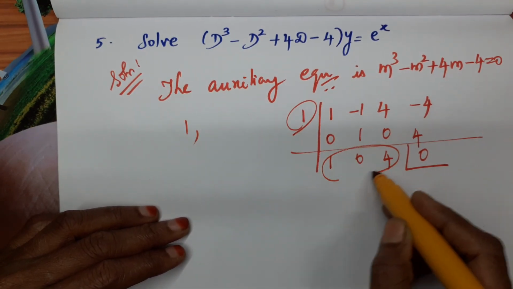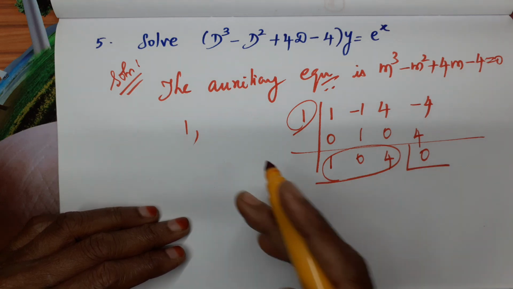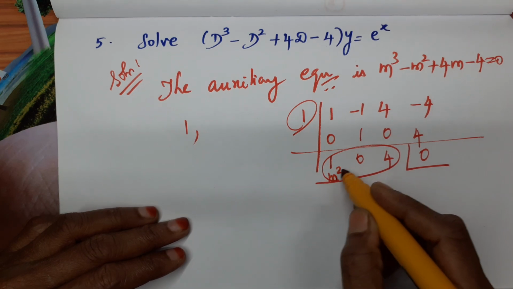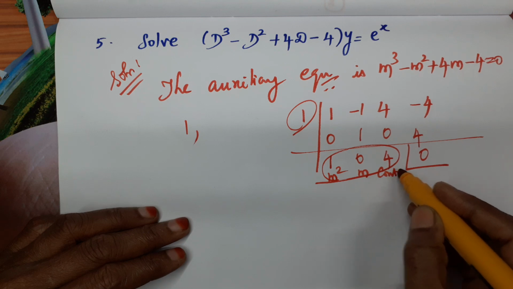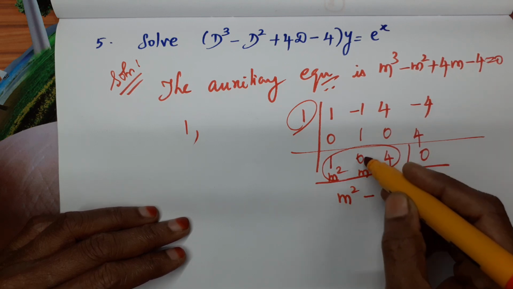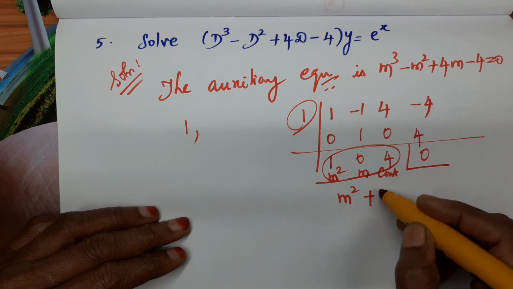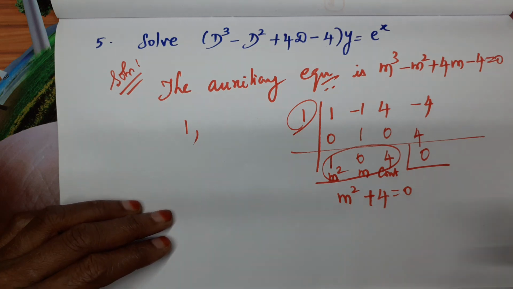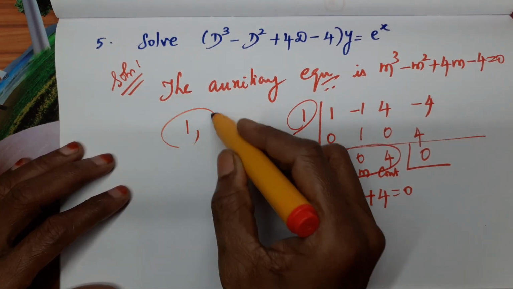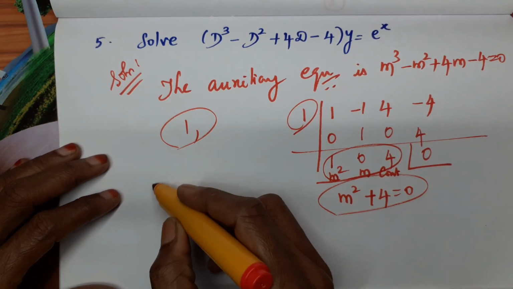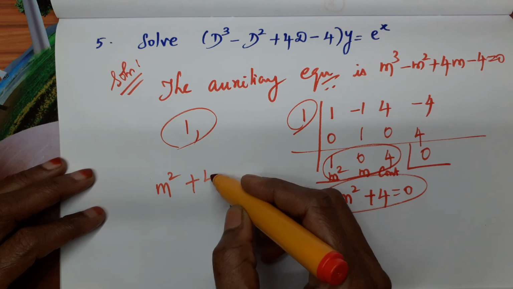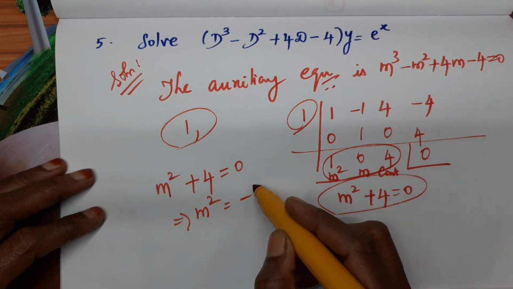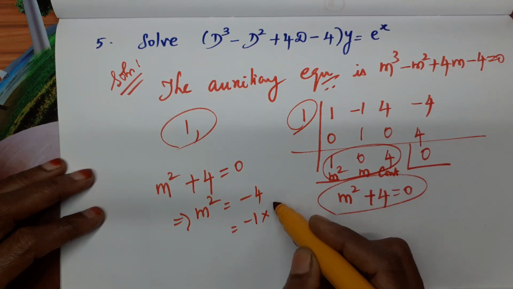Then we have reduced it, and now we can write this as a quadratic equation, taking the coefficients in order: the m squared coefficient, the m coefficient, and the constant term. So m squared, since there is no m term, plus 4 equal to 0. Already we got one root. From this one we have to find two roots. m squared plus 4 equal to 0. So m squared is equal to minus 4, which is equal to minus 1 into 4.